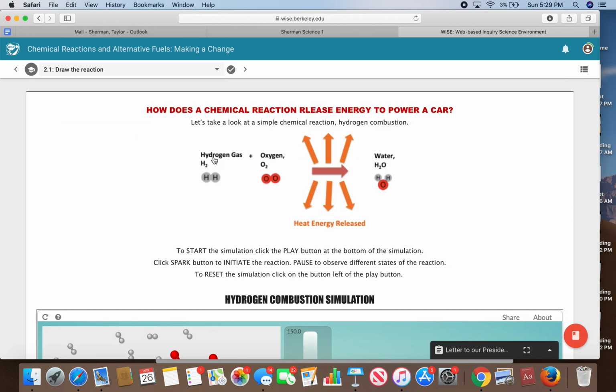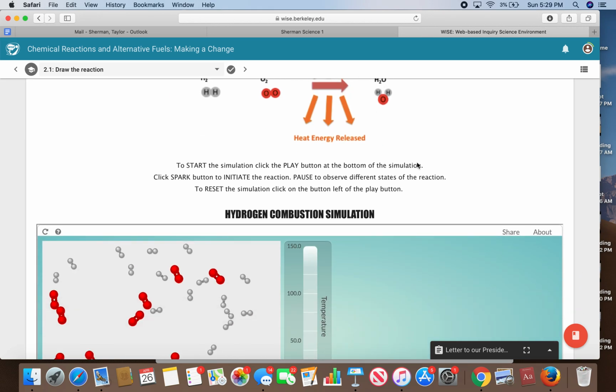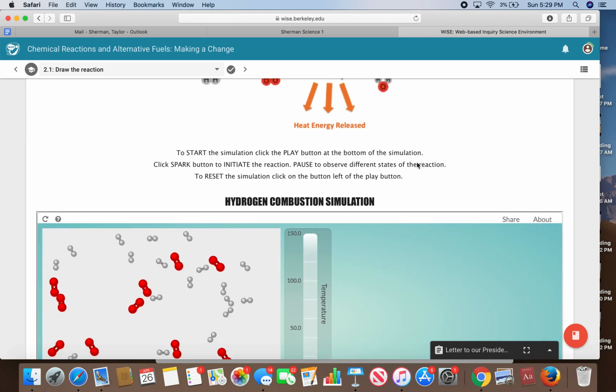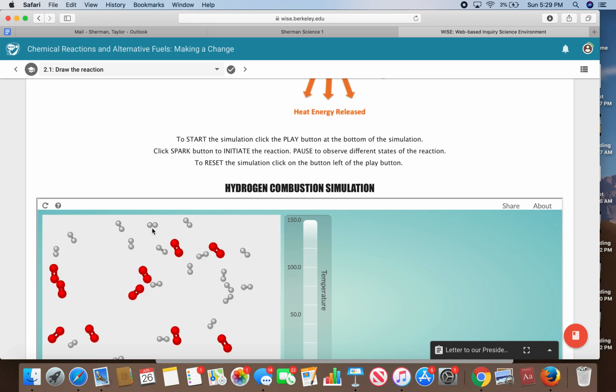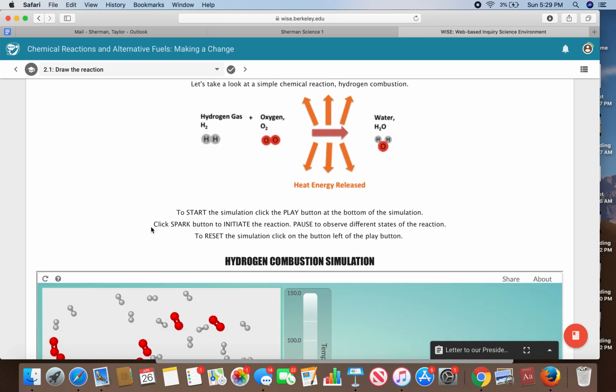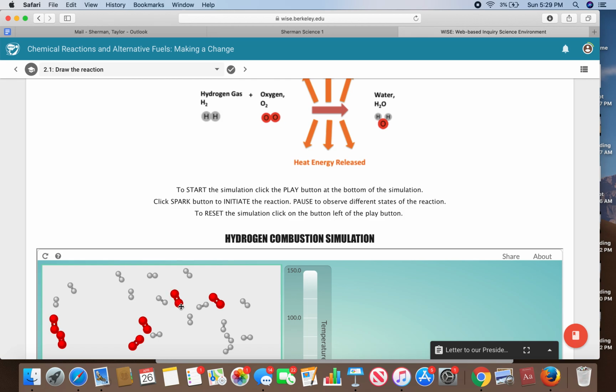So in the beginning of this equation, we end up with two hydrogens and two oxygens. So hydrogen gas, which is H2, and oxygen, which is O2. We end up with water. Okay, so right now we're looking at the beginning of the reaction. So we have our two oxygens here, or two hydrogens, I'm so sorry, and our oxygen's here. So we have our H2 and our O2.